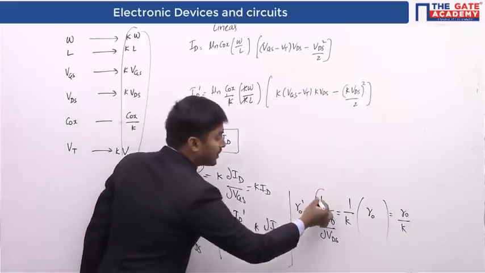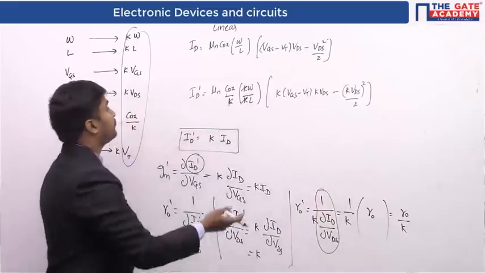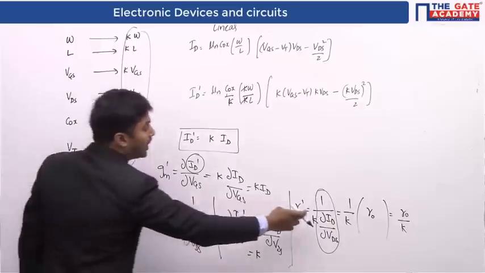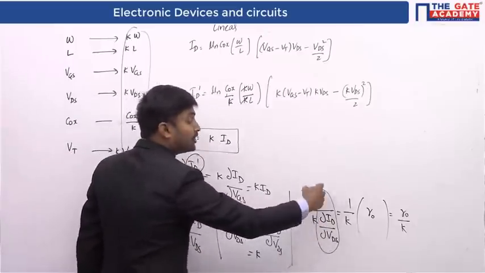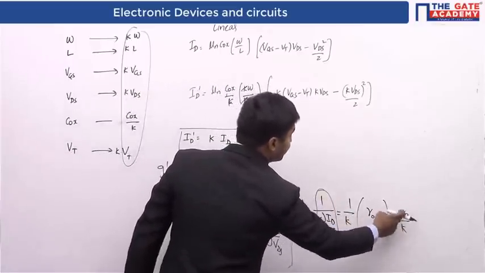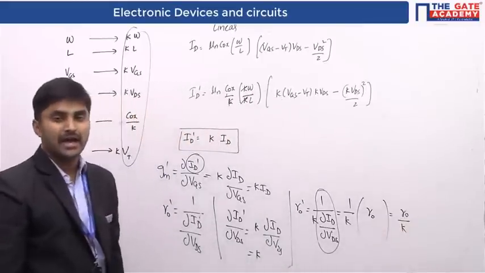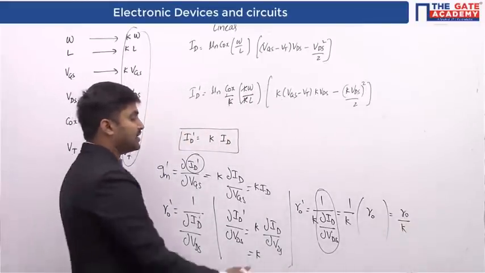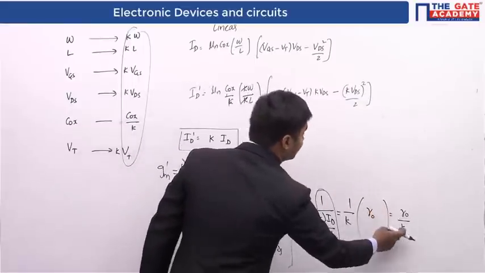Only this part, if you are observing, this is the initial part. If you haven't scaled it, then you're going to have dID by dVDS. Now because you have scaled it, it's going to be R naught by K. So this is the value of R naught dash, which is R naught by K.